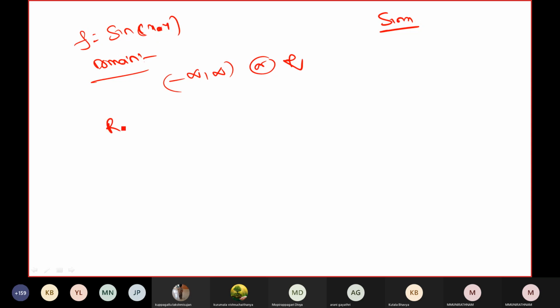What is the range? Minus 1 to plus 1, closed, right? Here also the same. For sine of xy, or x, or x square plus y square, with any variables it is the same. Okay? Suppose my f is 1 by xy. 1 by x.